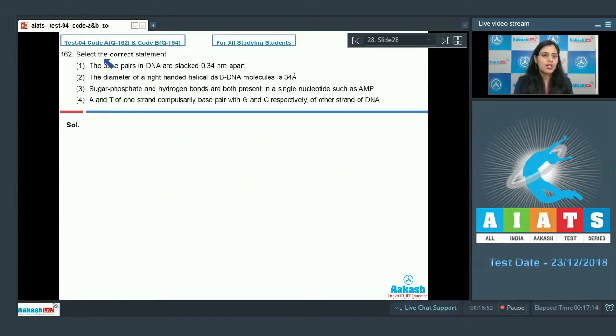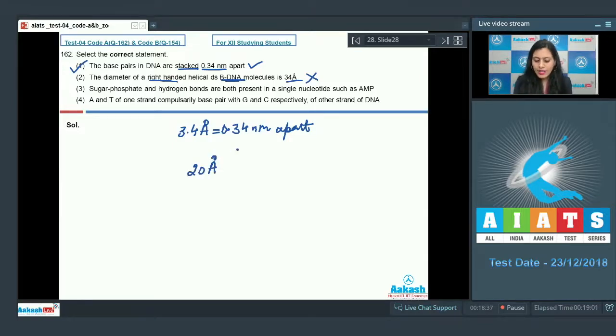Question number 162. Select the correct statement. The very first statement given is base pairs in DNA are stacked 0.34 nanometer apart, and this is a correct statement and is the correct answer to our question, because in DNA the base pairs are stacked 3.4 angstrom or 0.34 nanometers apart. The next option given is the diameter of a right-handed helical double-stranded B-DNA molecule is 34 angstrom.